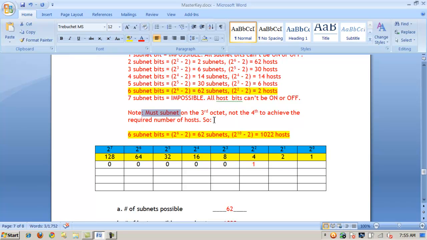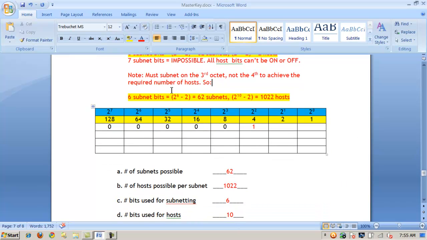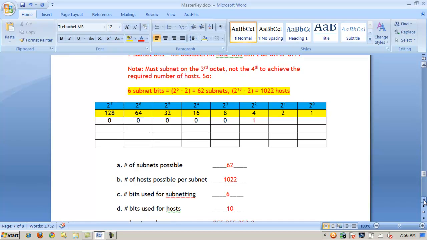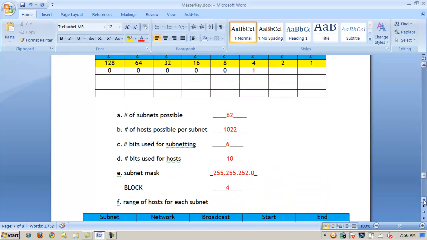I have to subnet on the 3rd octet, not the 4th, again, just to achieve the required number of hosts. If I did that, and I still allocated 6 bits for subnetting, I'd get my 62 subnets, which would accommodate the 50 that are required. And then there would be 2 bits left in the 3rd octet, and 8 bits left in the last or 4th octet. So that would give me 2 to the power of 10 minus 2, or 1,022 hosts. It's kind of overkill, but this is what would actually fit the situation.